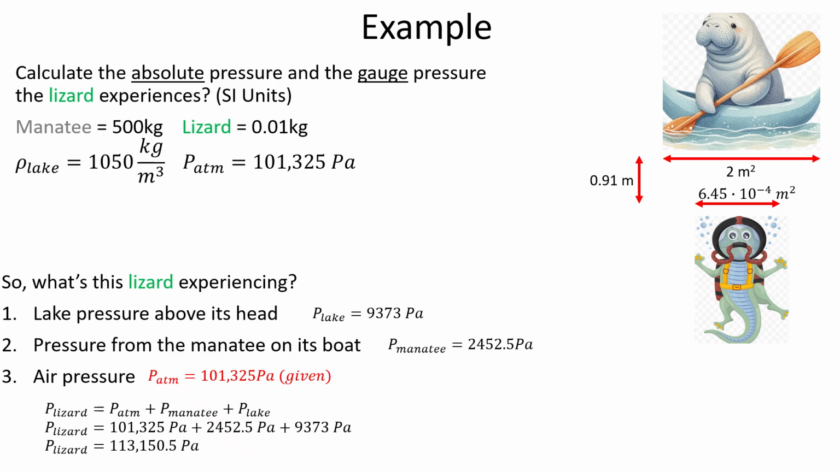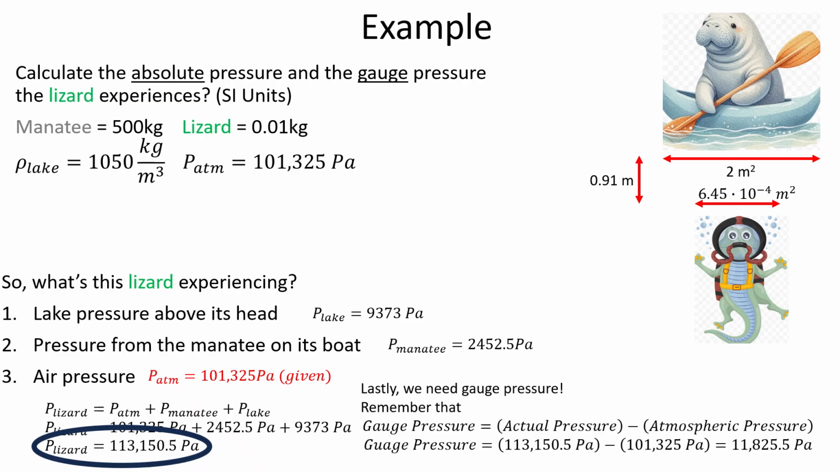So the pressure that the lizard will experience is 113,150 Pascal. That's the absolute pressure, meaning that this is the true value of pressure that the lizard is experiencing. There you go. I was also asked in the question, you can see, to calculate the absolute pressure and the gauge pressure. It's going to be a quick calculation to get the gauge pressure.